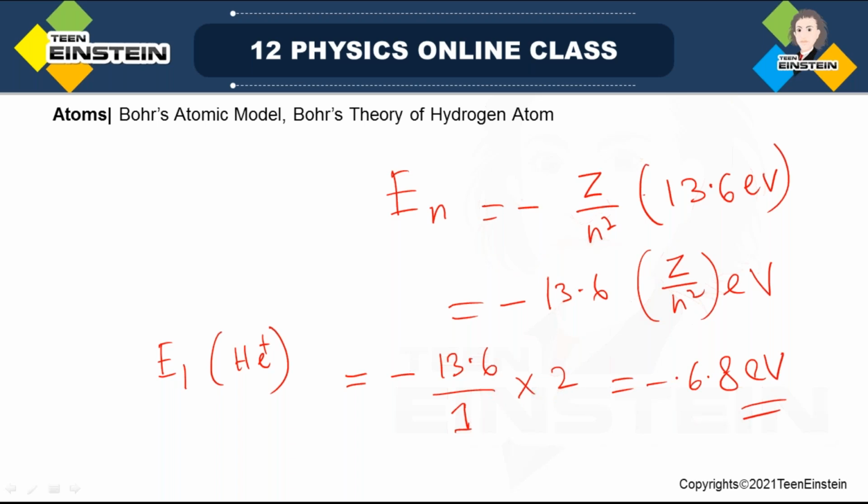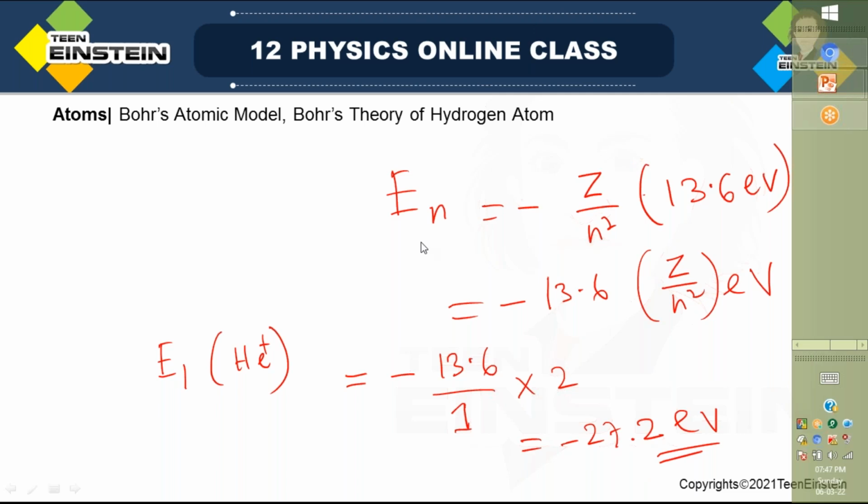I'm sorry, n is equal to 1, right? So if you just multiply this, you'll get this, 54.4 electron volt negative. So this will be your energy in the ground state. All right, so I'll stop it here. We'll see when we learn about hydrogen spectrum or atomic spectrum, at that time we'll discuss this again in detail.